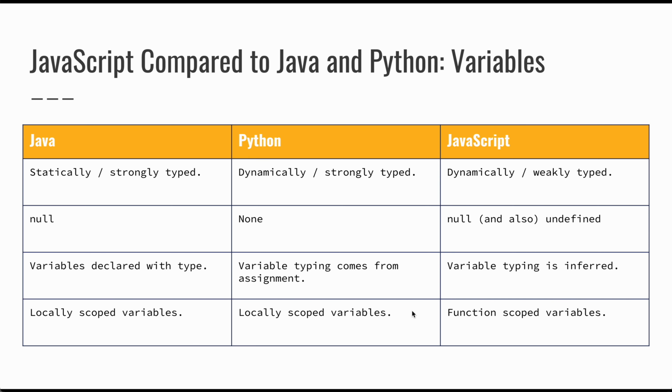But function scope variables basically mean that you can actually use variables sometimes before you even declare them in JavaScript. So you can do some things in JavaScript that look a little weird and operate a little bit weirdly, but they are legal in the language.